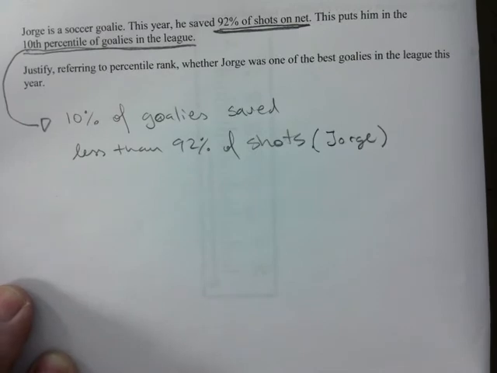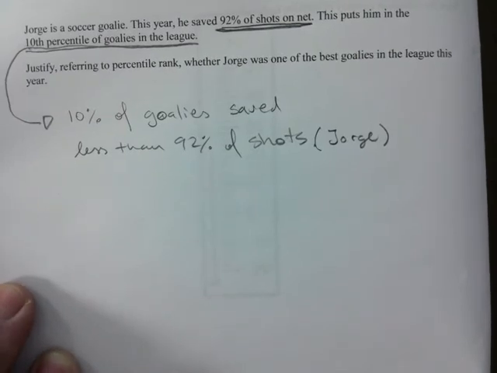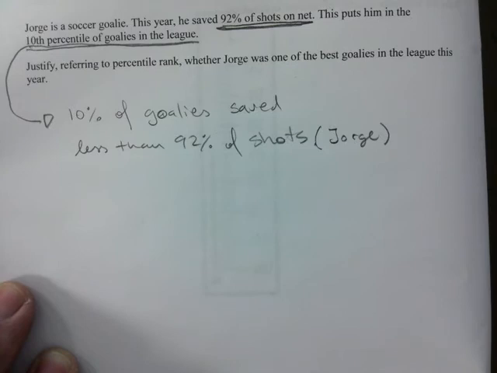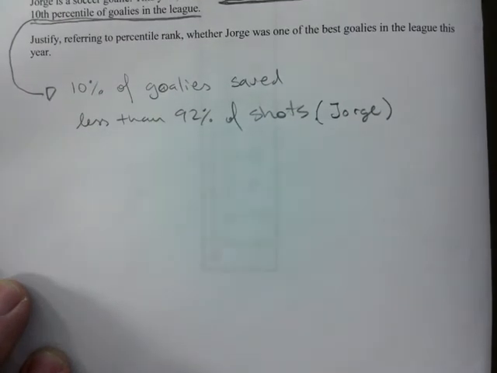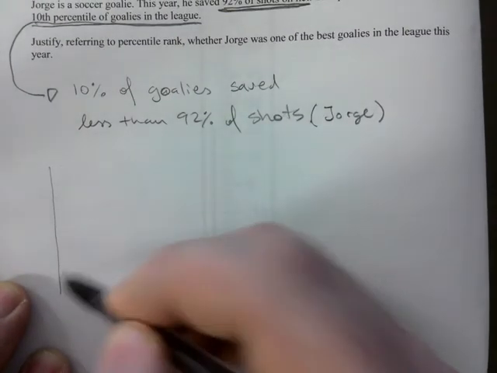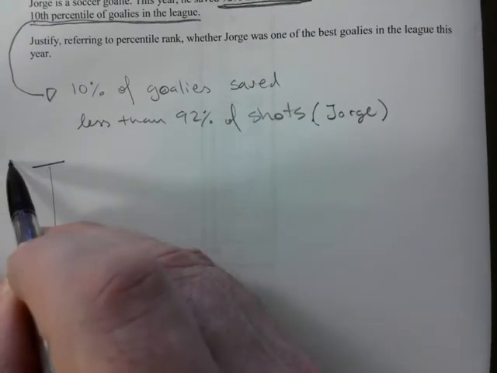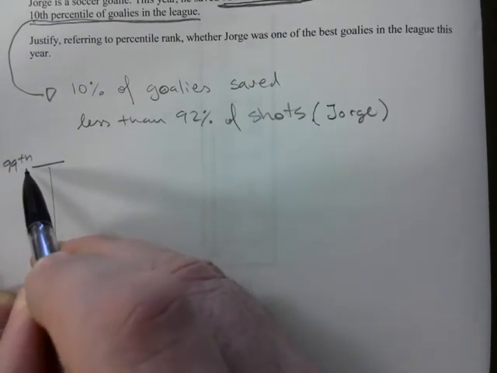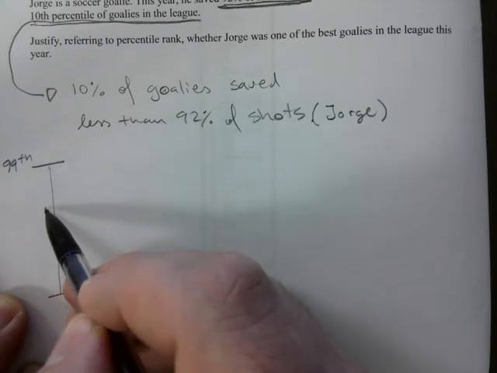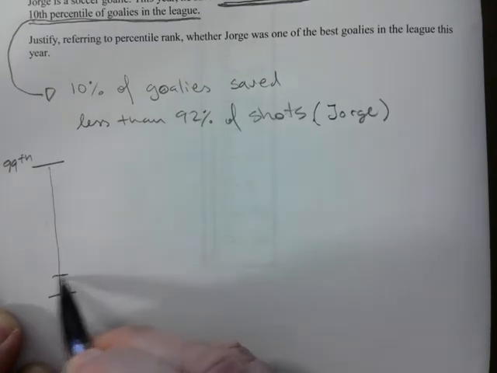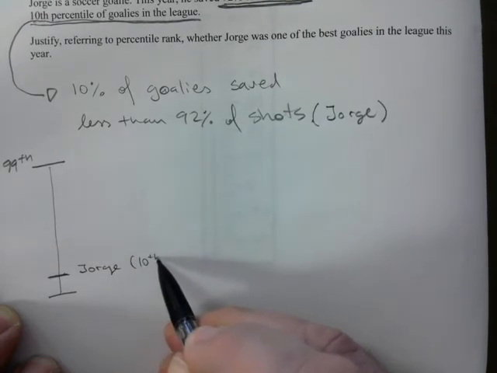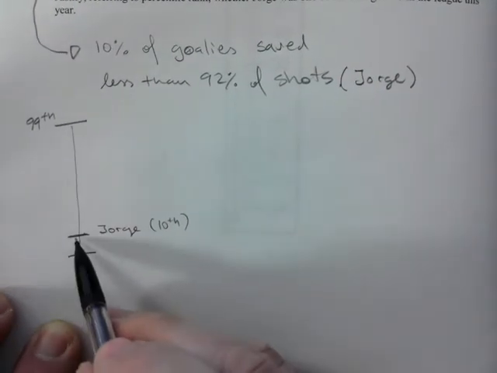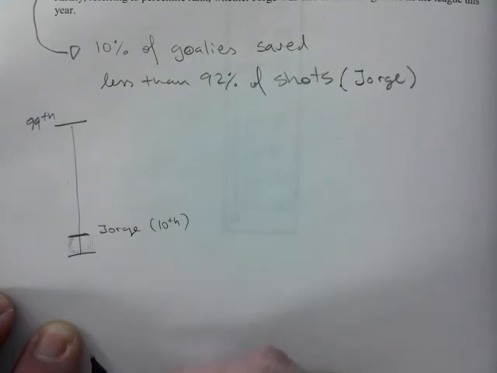Does that mean he's done fairly well? Is he a good goalie? If only 10% of goalies did worse than him? He's not a very good goalie in particular. Because think of this way, if you were in the 99th percentile, a lot of goalies would have been below you. But he's only here. Jorge's at the 10th percentile, right? Only 10% of goalies did worse than him.